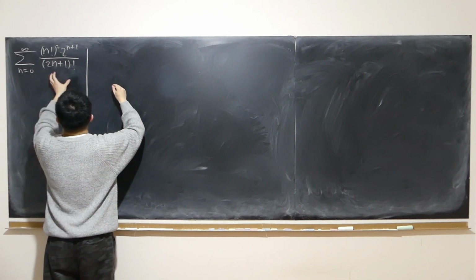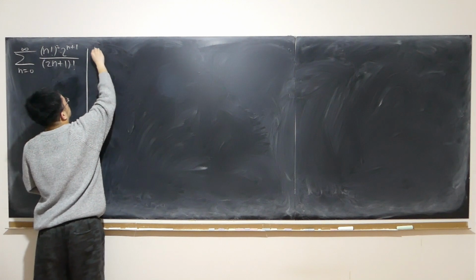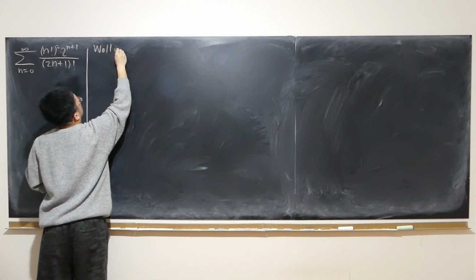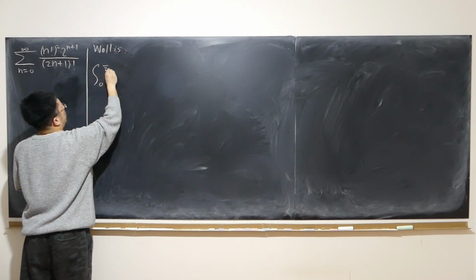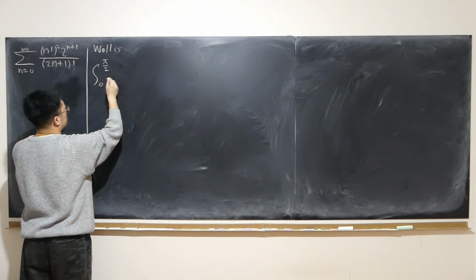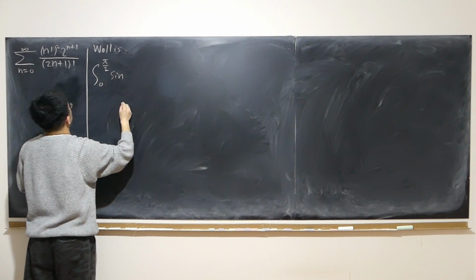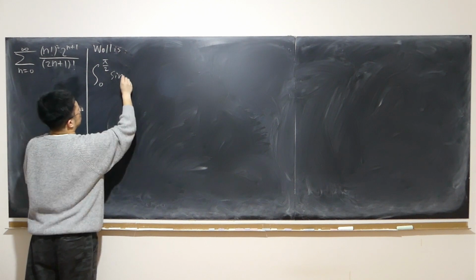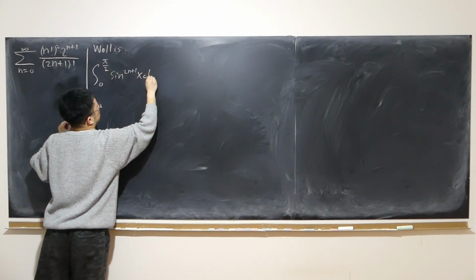So the fact that we have factorial reminds me of the well-known Wallis integral. It says, from 0 to half pi, sine, cosine, whatever. So perhaps sine to the power of 2n plus 1. It's a single factorial, but if I want to use double factorial, I should write sine to the power of 2n plus 1 of x dx.